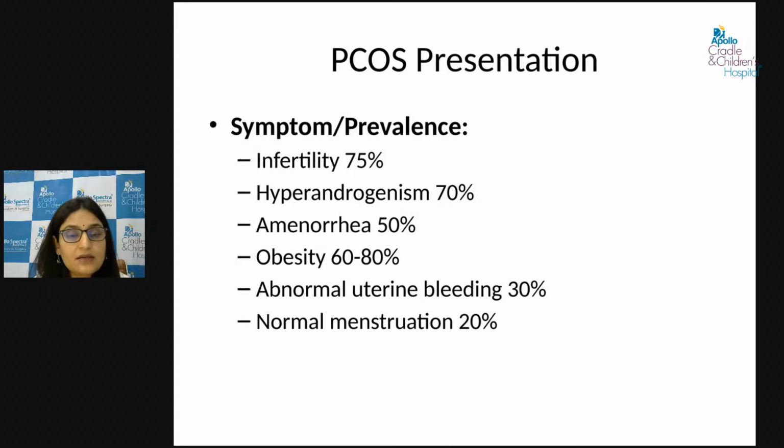As I said earlier, abnormal uterine bleeding is 30%. And sometimes, even without any symptoms, the cycle is absolutely normal, but in the ultrasound finding or the biochemical finding, we find the woman is going through PCOD. So normal menstruation can happen in up to 20%. Even if the PCOD is going on, the menstruation may not be disturbed. That can be one situation which can happen.